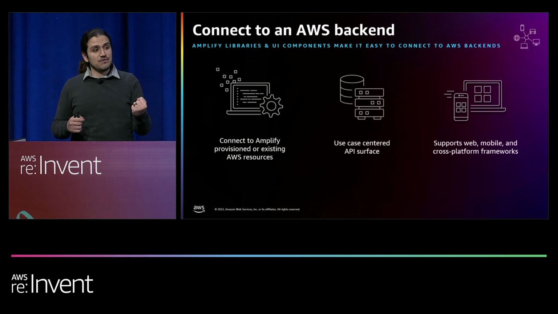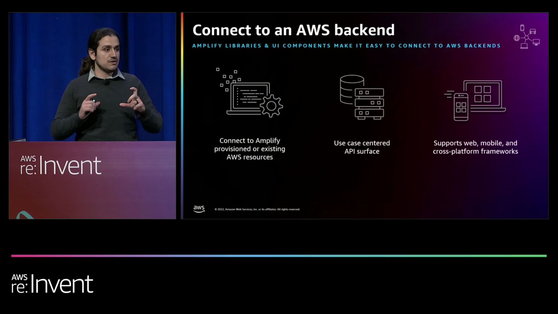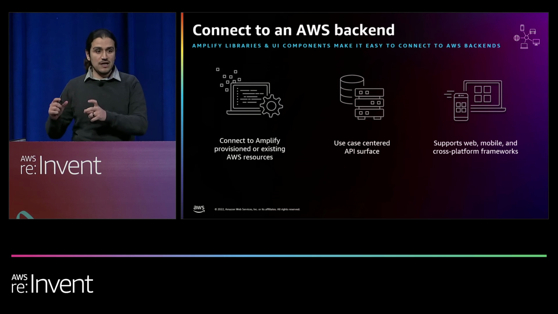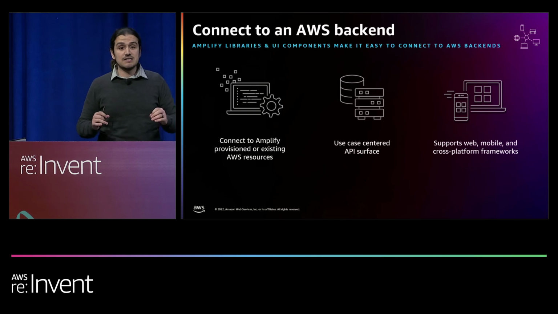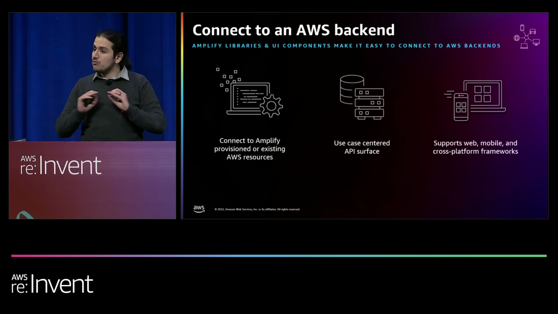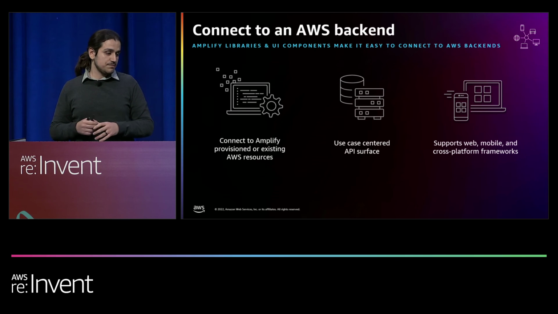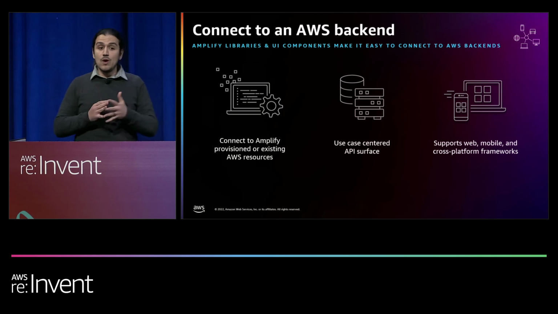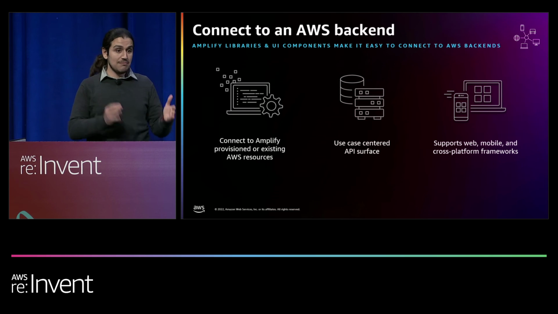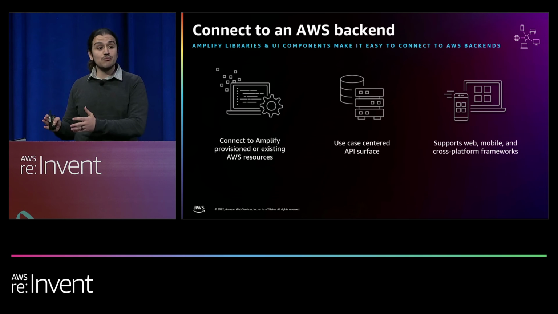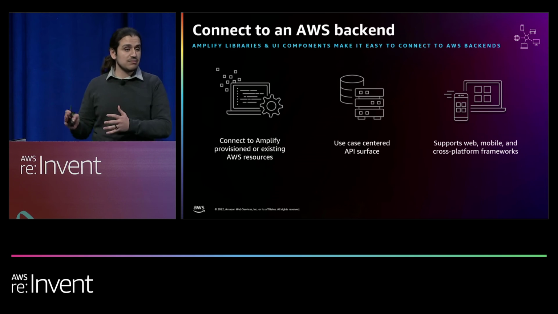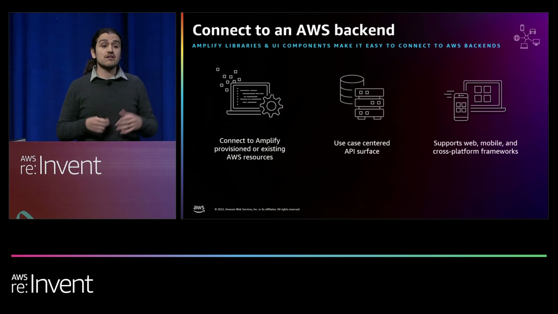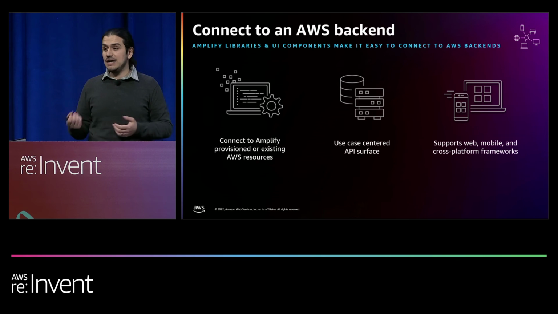And all of these Amplify libraries are use case centered. So you have the ability to use features like auth, API, or file storage. And the APIs are declared in a way that makes it really easy for you to use these features. And with these Amplify libraries, we have a wide array of support. We support web applications. We support native mobile, so that includes Swift applications in addition to Android apps, and cross-platform applications for Flutter and React Native.